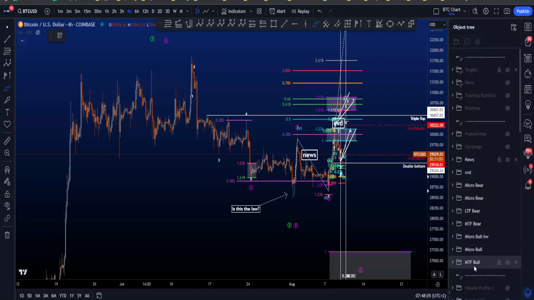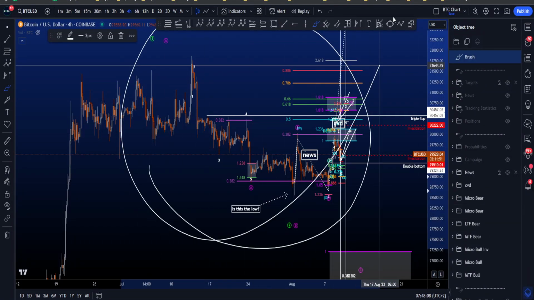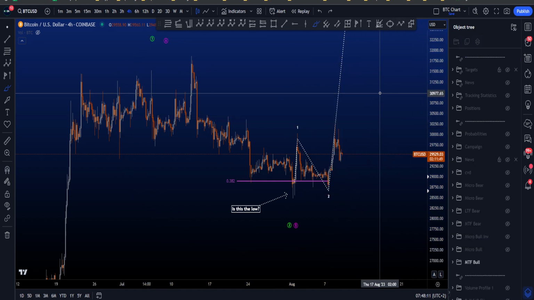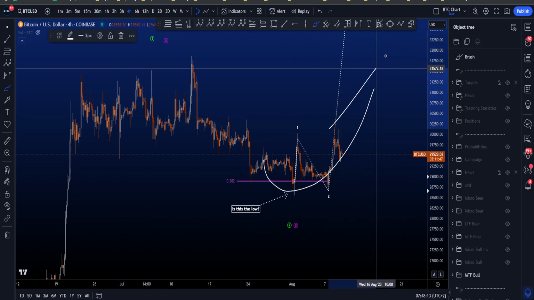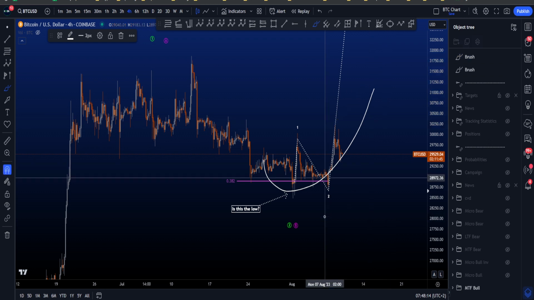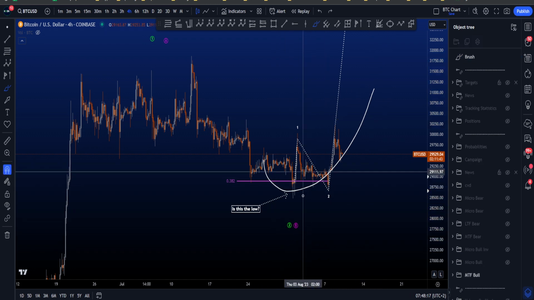Hi everyone, let's go over my medium time frame, low time frame and micro bullish and bearish Elliott Wave scenarios on Bitcoin. Starting with my medium time frame bullish scenario where we are looking for a wave 3 or C to the upside after the low of wave 2 or B is in.